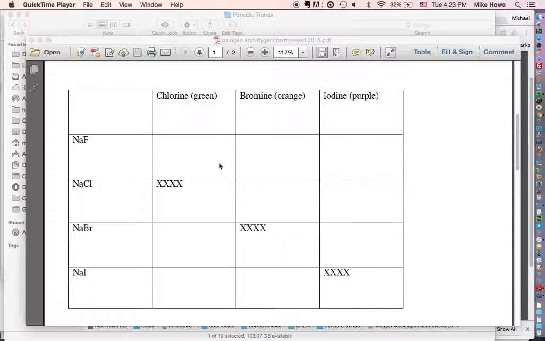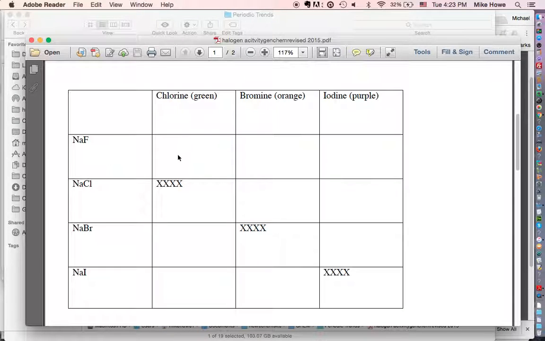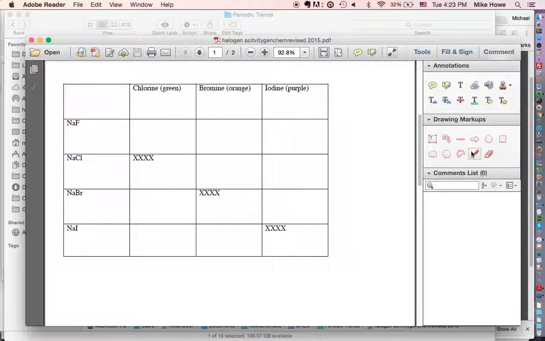So this is an overview of the lab that I promised. First of all, I'm going to check the data with you. We know that chlorine, this box for chlorine, was mixed with NaF. It was clear when you were finished, or you might have said green. Okay, so clear, or you might have said light green.